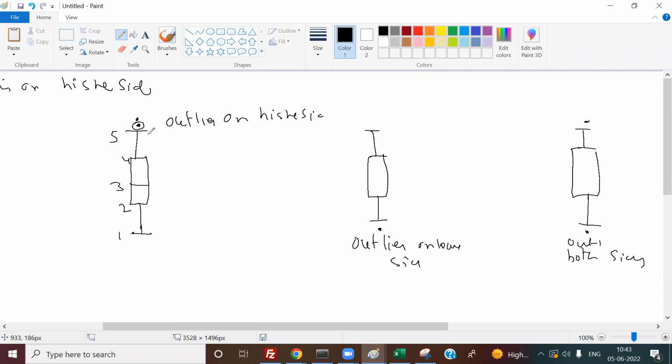What is point number 5? Maximum? And in this diagram, let's say diagram A, where is an outlier? Is it more than the maximum? Can a value be more than the maximum? Then how is it coming higher than that?